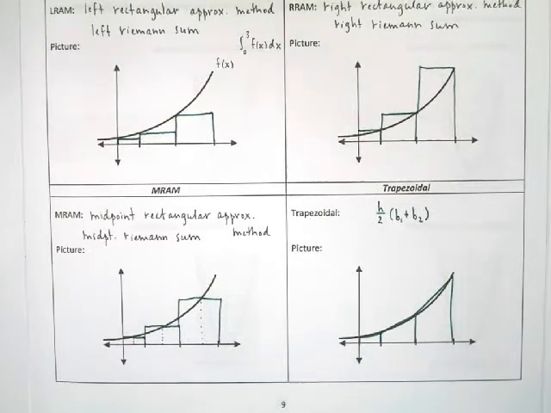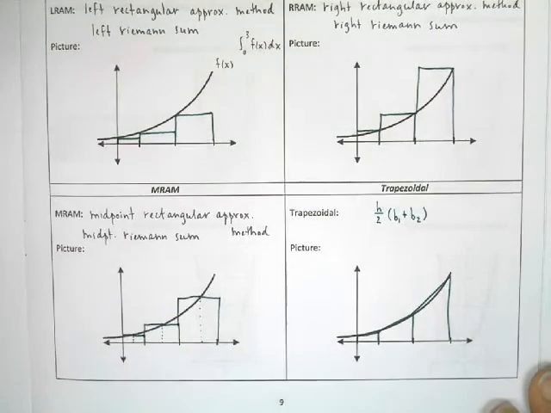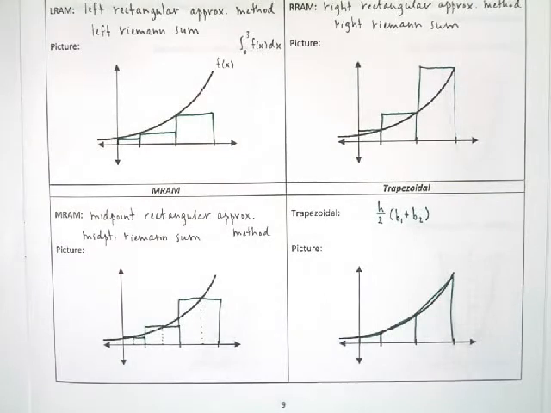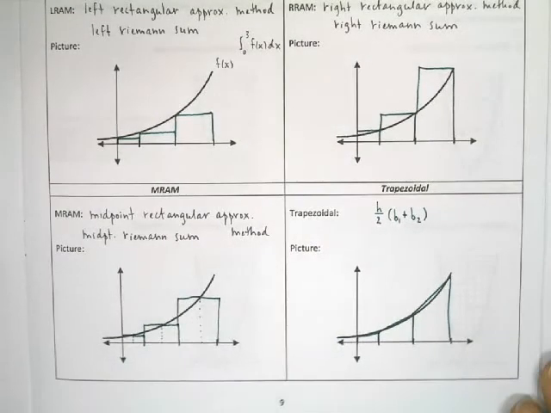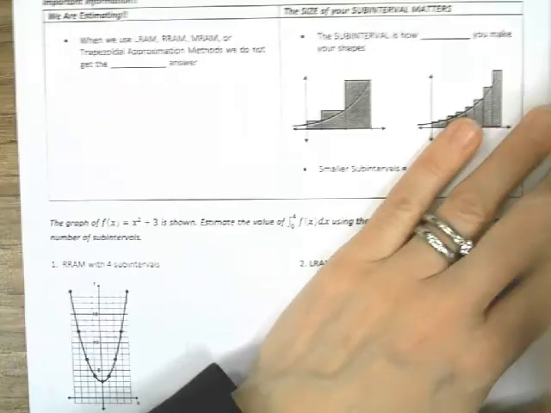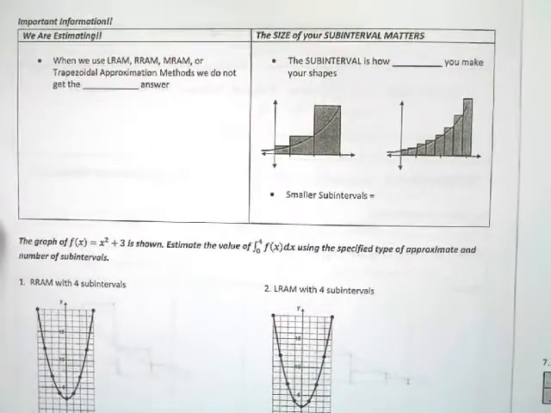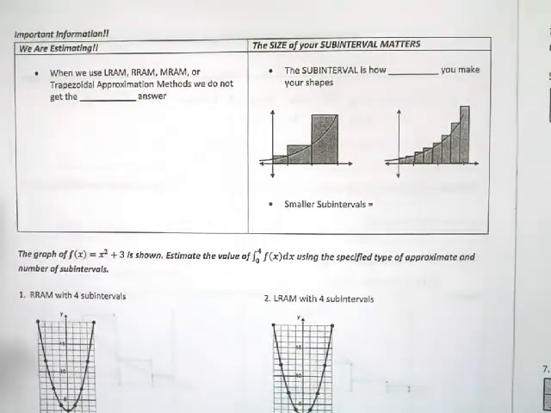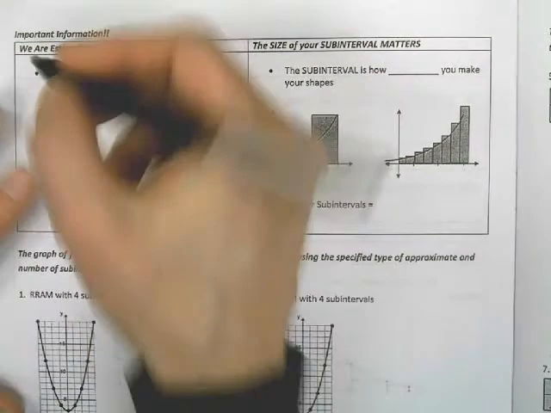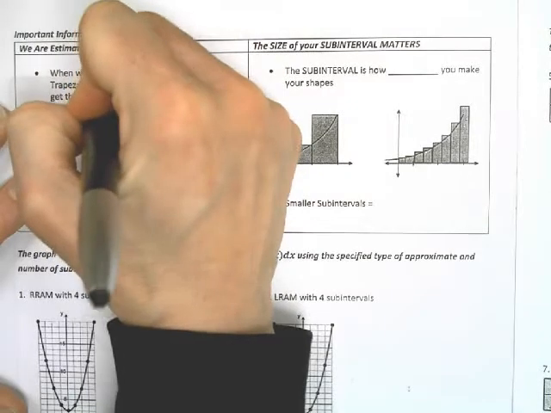Okay, so let's look at some examples of how we would use these formulas to actually estimate the areas. Again, I want to be really clear that while before we were finding exact areas, these methods are going to give us estimates of the areas. So important to know, again, is that we're estimating. When we use these approximation methods, we do not get the exact answer.